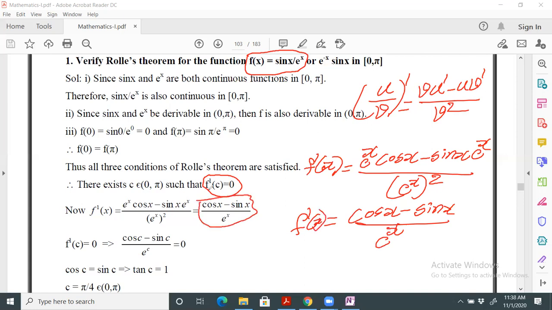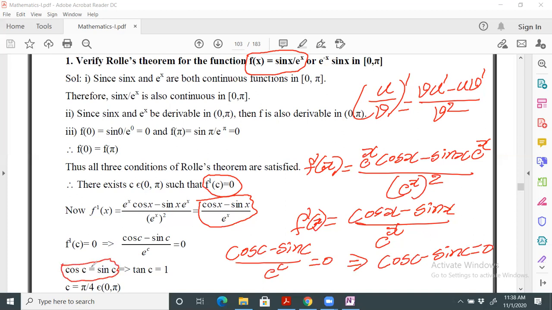Now we need to take f dash of c equals to 0. In place of x, substitute c: (cos c minus sin c) by e power c is equal to 0. That implies cos c minus sin c is equal to 0. Take sin c to the right hand side, then we get cos c equals sin c. Bring cos c to the right hand side as well, and we get 1 equals sin c by cos c, which is tan c. So tan c is equal to 1.